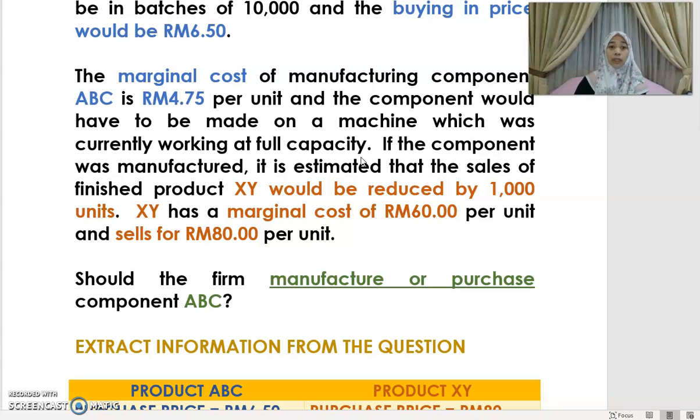So if the component was manufactured, it is estimated that the sales of finished product XY, so this is another product, so you need to sacrifice XY. So XY would be reduced by 1,000 units. XY has a marginal cost of 60 ringgit per unit and sells for 80 ringgit per unit. The question is, should the firm manufacture or purchase component ABC?